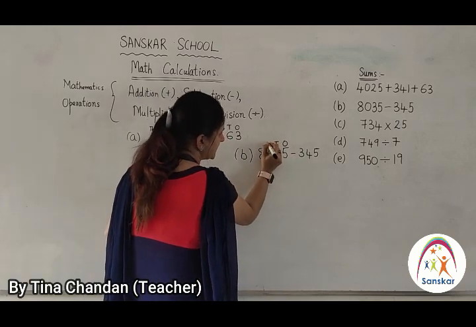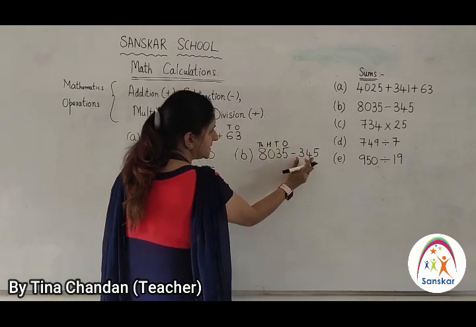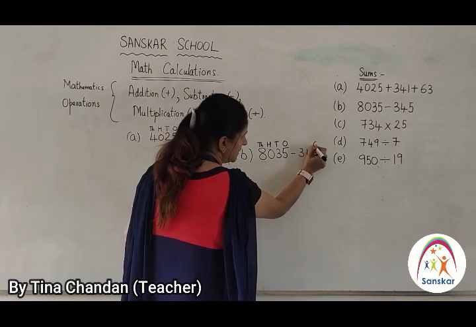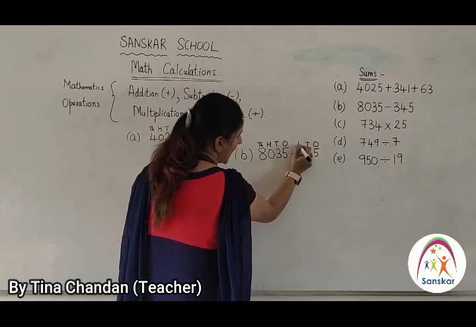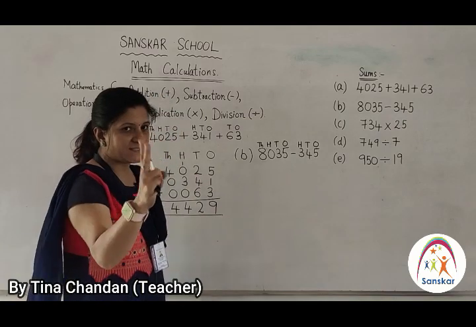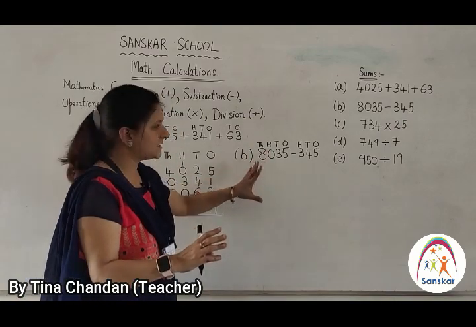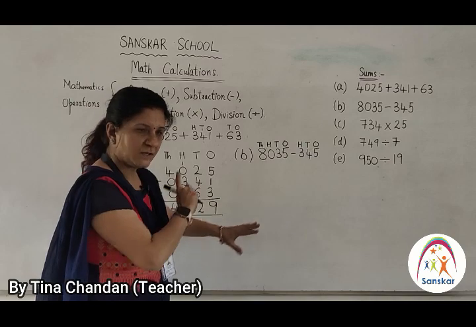Ones, tens, hundreds and thousands. In the same way, we'll mark the places over here: ones, tens and hundreds. Okay. Our next step is, after writing the places, we have to place these numbers below the given places.